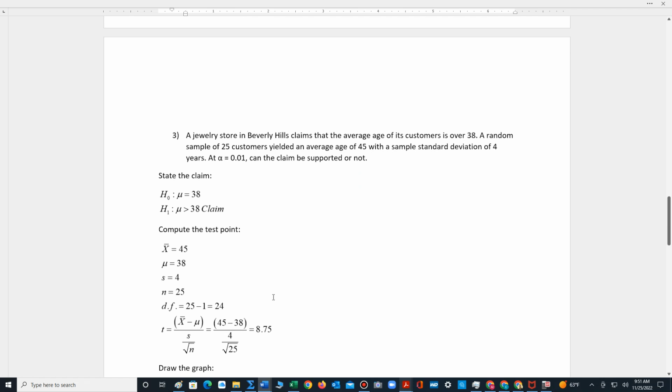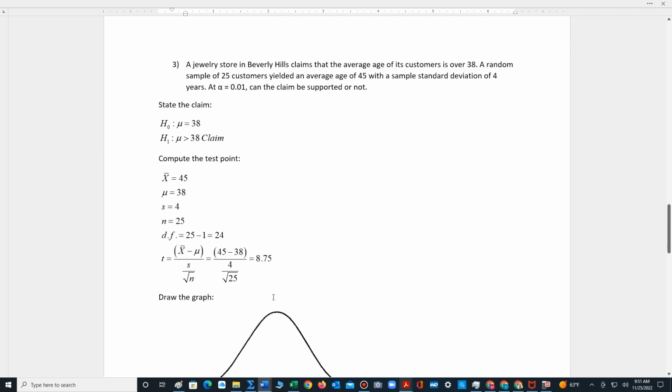All right, let's go on to the next problem. It says a jewelry store in Beverly Hills claims that the average age of its customers is over 38. A random sample of 25 customers yielded an average age of 45 with a sample standard deviation of 4 years. At alpha 0.01, can the claim be supported or not?